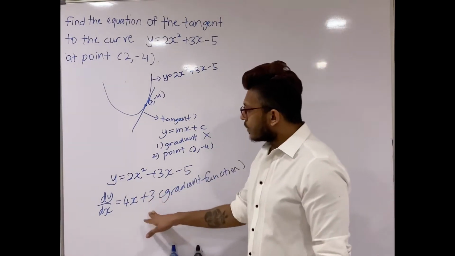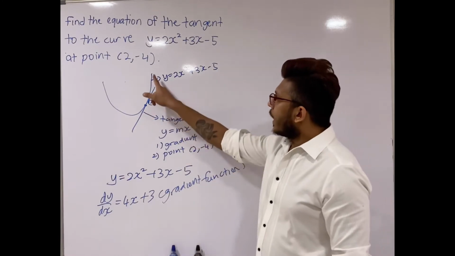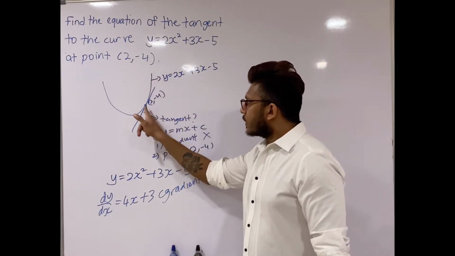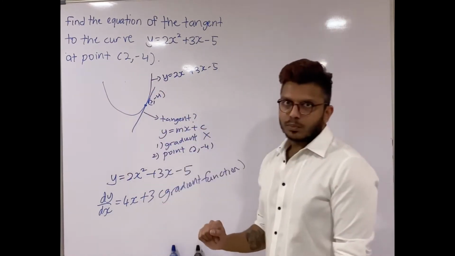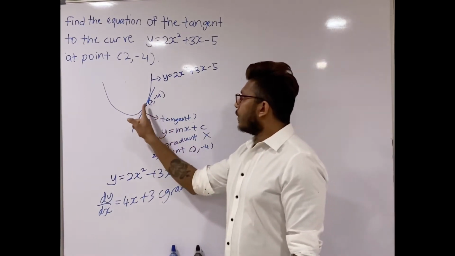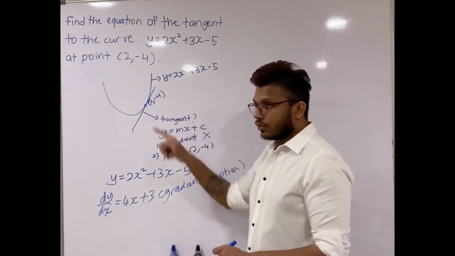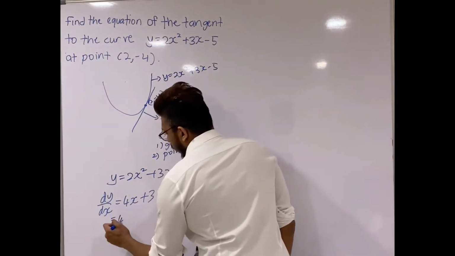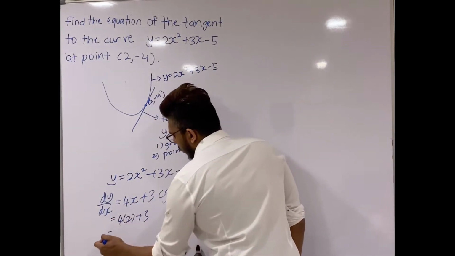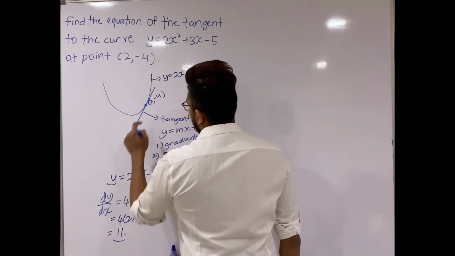But using this, what it means is that we can find any gradient value for this curve if you know the x value. In this case, we know the x value at this particular point, which is 2. So using that, I can find the gradient at that particular point. So for x = 2, 4(2) + 3, I will get 11. So 11 is the gradient here.